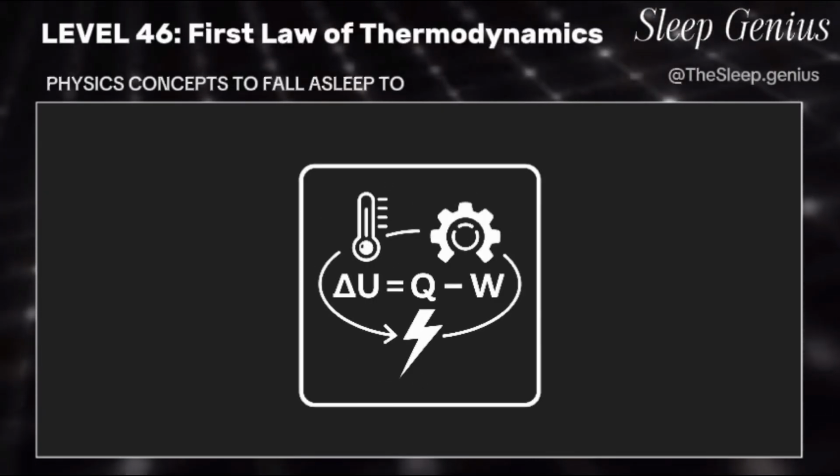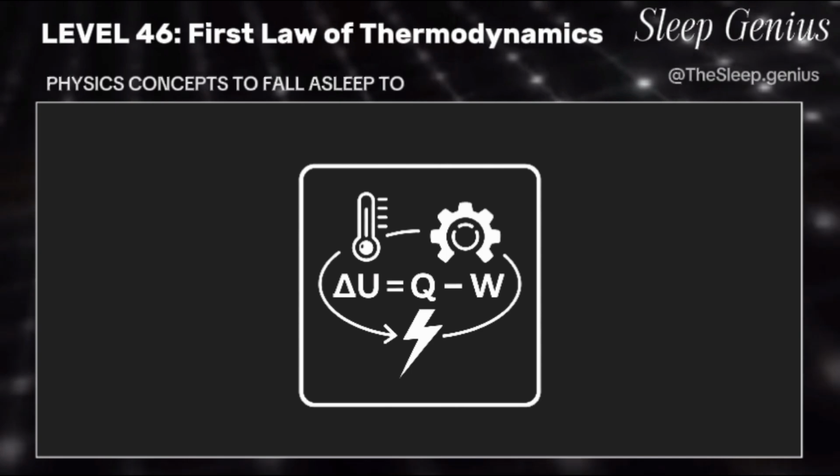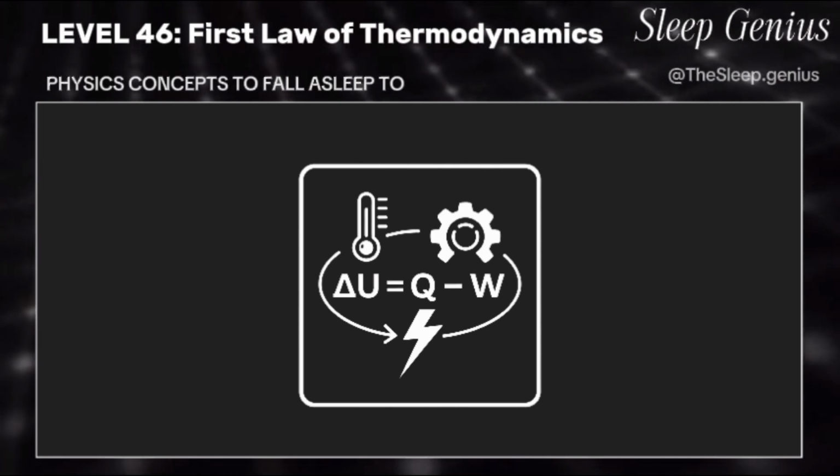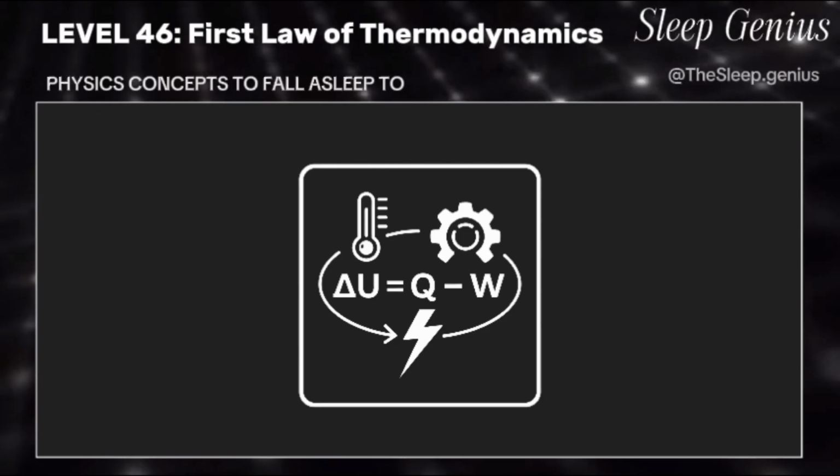First law of thermodynamics. The first law of thermodynamics explains that energy cannot be created or destroyed. It can only change from one form to another. When heat is added to a system, it either increases the internal energy or is used to do work. This idea connects heat, work, and energy into one clear rule of conservation.